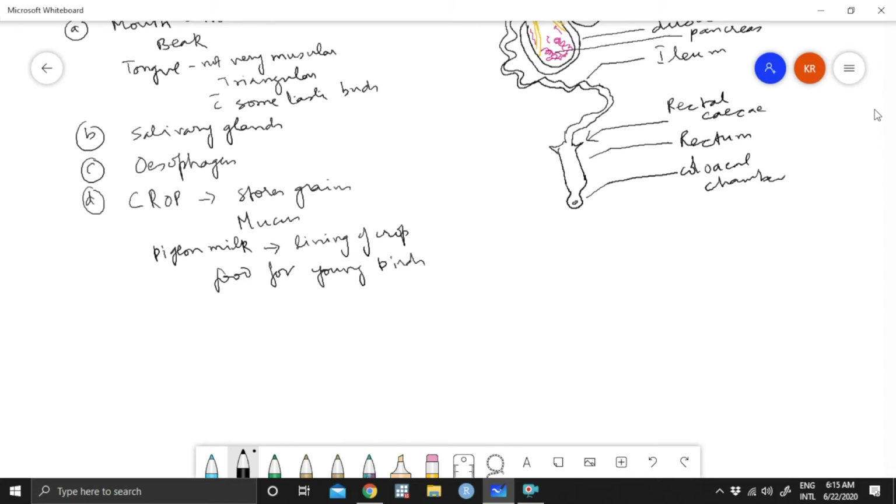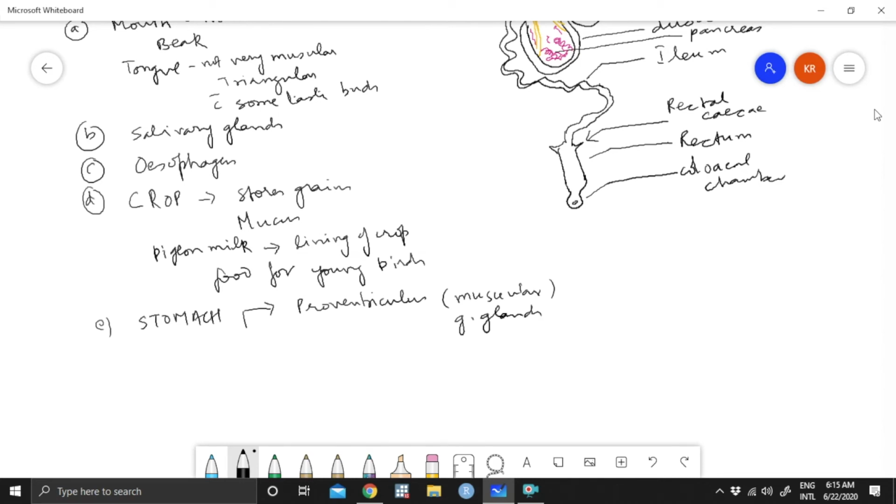Basically, from the point of view of digestion, the food is stored as grains inside the crop, and from here it passes into the stomach. The stomach is divided into two parts. One is called proventriculus, which is highly muscular, plus it has got gastric glands.